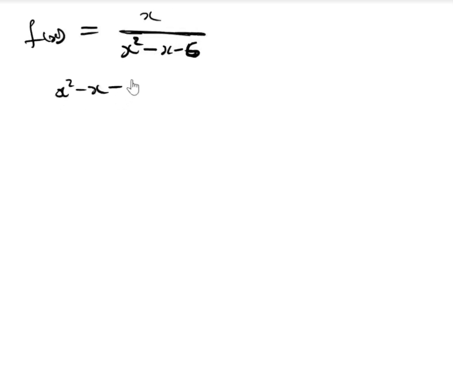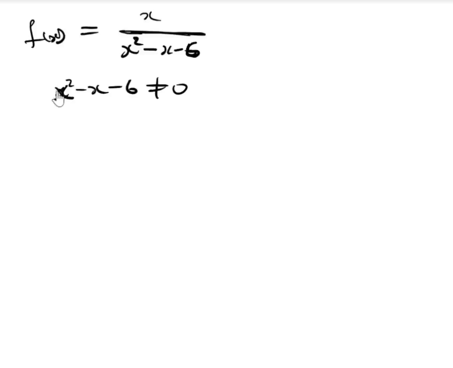Consider this example. If f of x is equal to x divided by x squared minus x minus 6, and we're asked to find the domain of this function. To solve this, we have to set x squared minus x minus 6 not equal to 0. And we can solve this using factorization, since this is a quadratic equation.